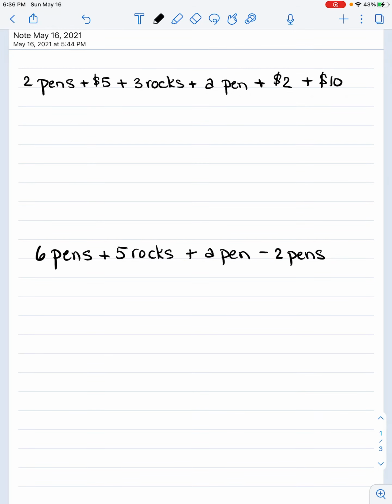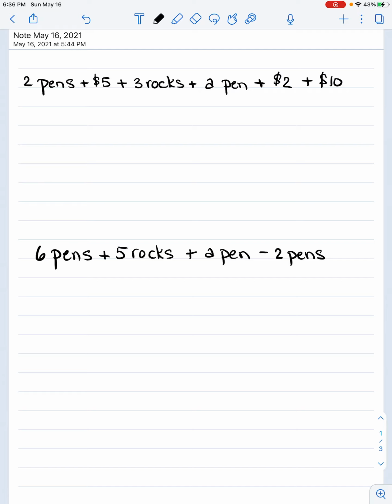Let's talk about combining like terms. The first thing I want to do is imagine a scenario where you look in your desk drawer, and you see two pens, and you put the two pens on your desk, and you pull out $5.